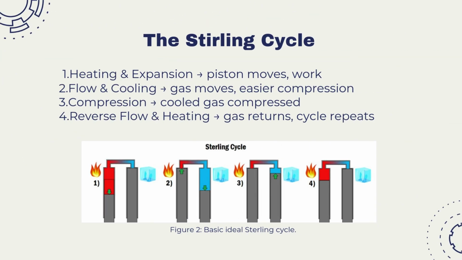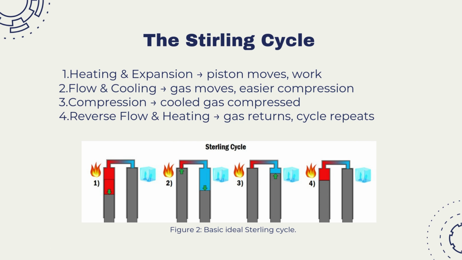Now that we know the types of Stirling engines, let's look at how the Stirling cycle works, and this diagram shows the process step by step. The first one is heating and expansion. The gas inside gets hot, expands, and pushes the piston down to produce work. An example is like heating air in a balloon. It swells and pushes outward.